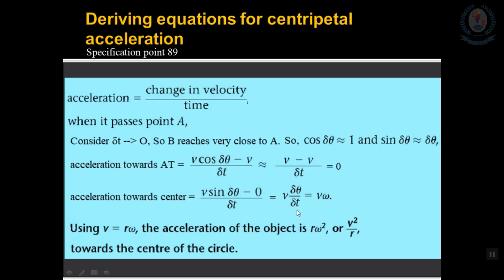is equal to, what is this? Delta theta over t? It is this angular speed, omega. So v omega. So we say that acceleration towards the center is equal to v omega. But we know that v is equal to r omega. So acceleration of the object is r omega squared. Or we can even say omega is equal to v over r. So we can say acceleration towards the center is equal to v squared over r.